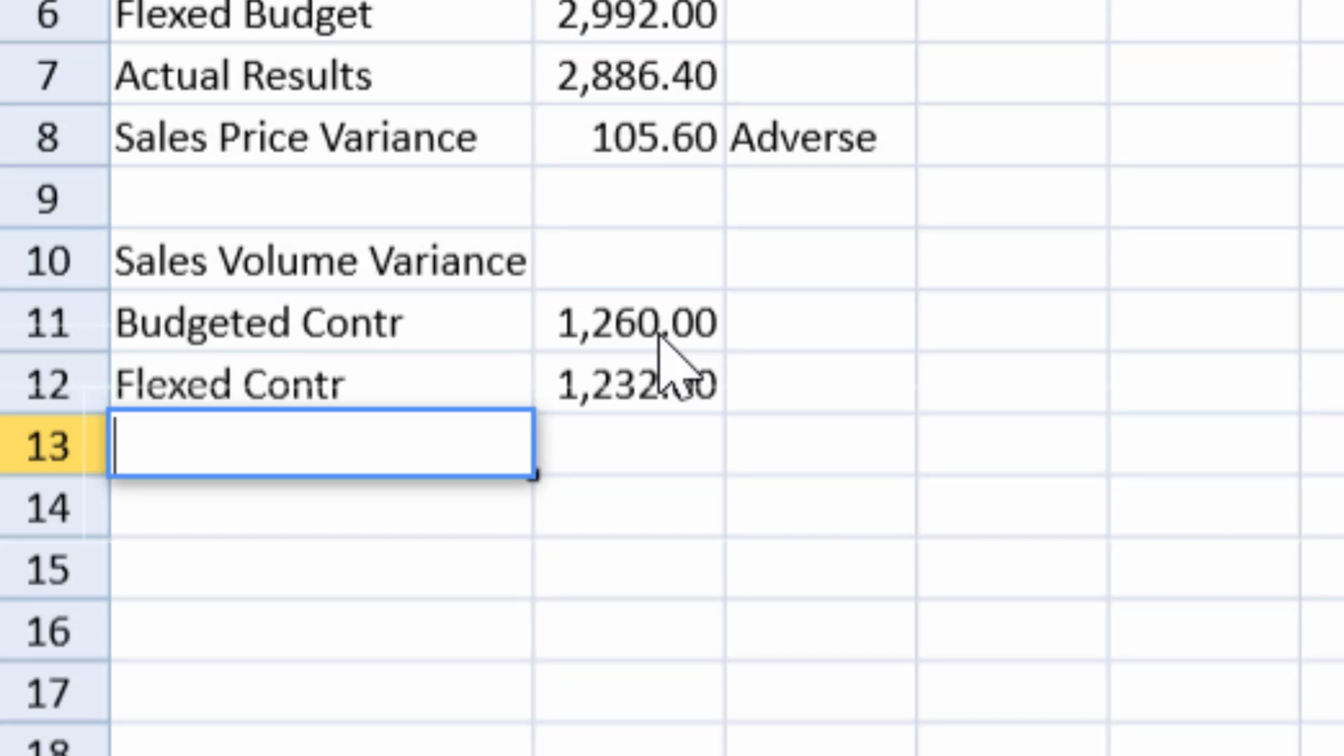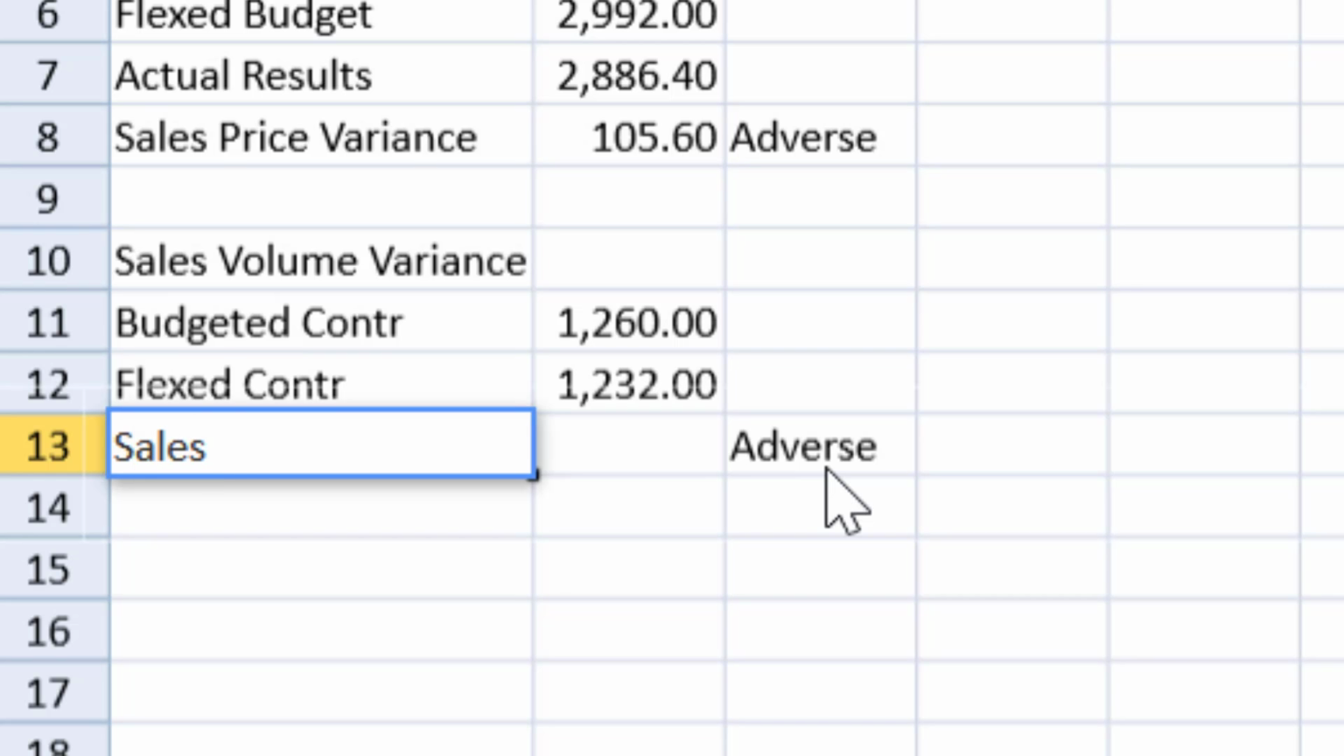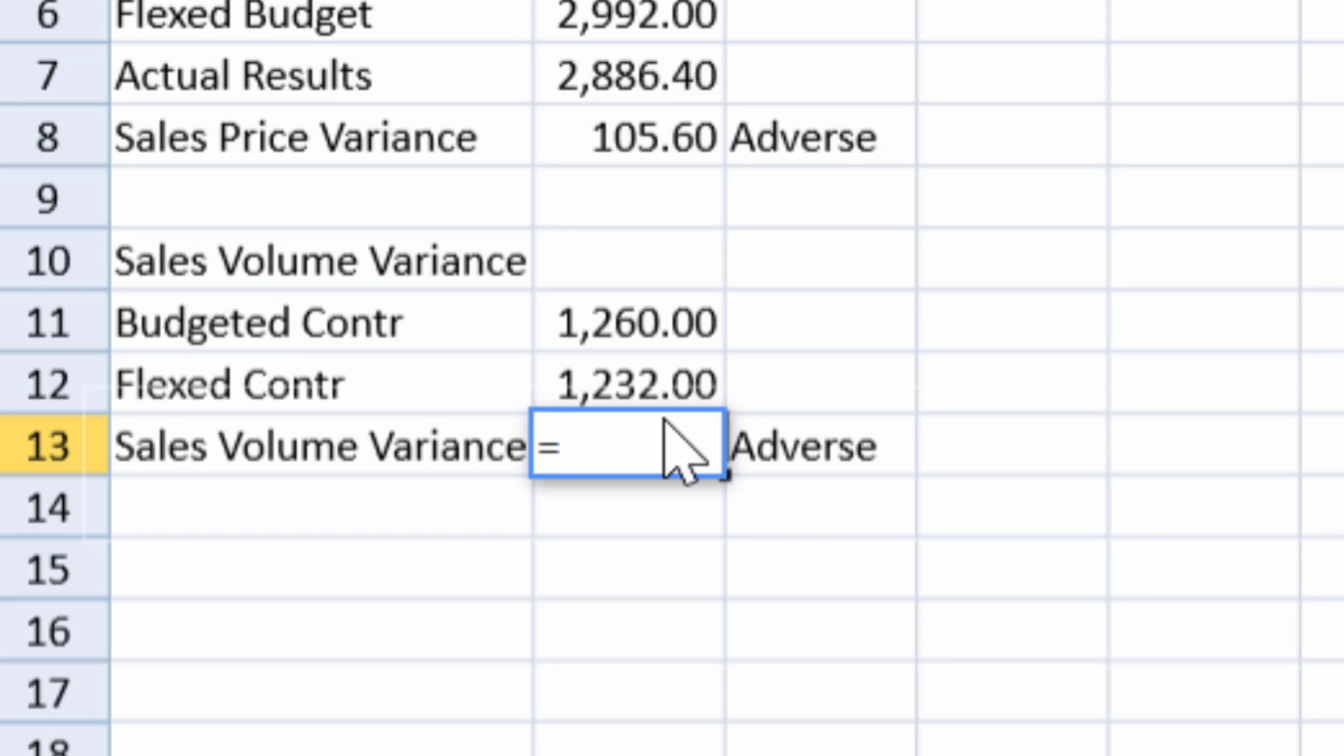One more time, if we only looked at the sales line there, we are ignoring the impact of lower variable costs. So the impact on profit of selling fewer units is lower revenue and lower variable costs. So lower contribution, the net. So the impact of selling fewer units is going to be adverse, right? Right there, label the work. And the difference again between those two numbers is the result I'm looking for.